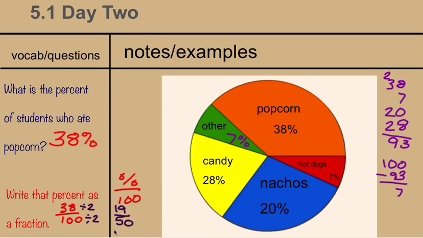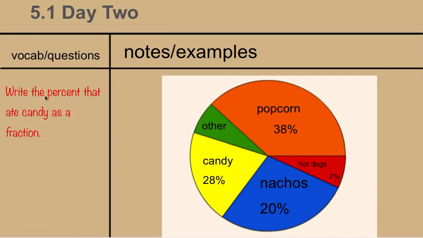50. So, does this reduce any further? Does anything else go into 19 and 50? Nope. So I'm done. As a fraction, this percent of popcorn is 19 out of 50. I said that like that because it's also a ratio. If we had 50 students, 19 of them would eat popcorn. Just another way to look at that.